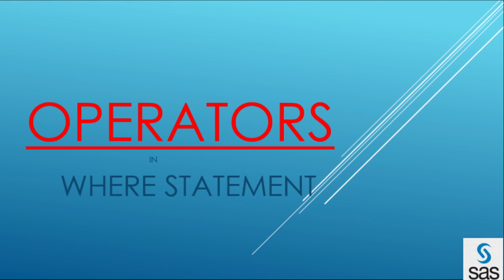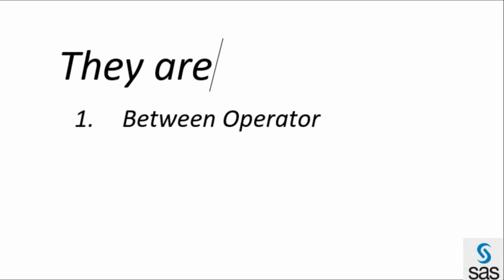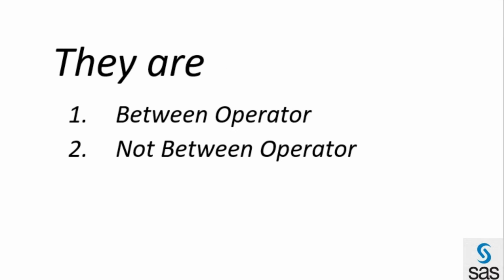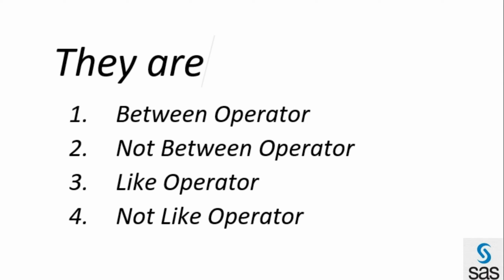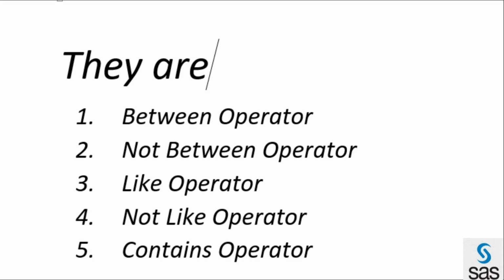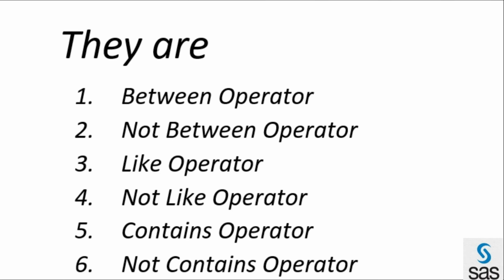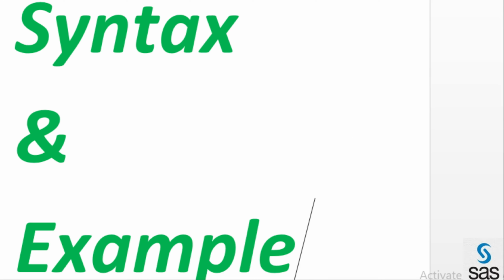Hi guys, today we discuss operators in the WHERE statement. They are: first, the BETWEEN operator; second, the NOT BETWEEN operator; third, the LIKE operator; fourth, the NOT LIKE operator; fifth, the CONTAINS operator; and sixth, the NOT CONTAINS operator. Now let's see the syntax and examples of those operators in the WHERE statement.